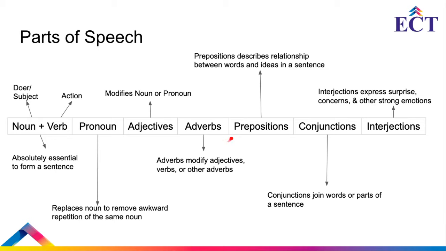Prepositions, as the name suggests, describe the relationship between words and ideas in the sentence, like positions. Okay, take it from positions. Conjunctions join words or parts of a sentence, right? And then interjections express surprise, concern, and other strong emotions. I believe all of you know this, right? So let us discuss one by one. I will still discuss it just to make sure, to build a foundation, because this will serve as a foundation for any concept that we will study in grammar.